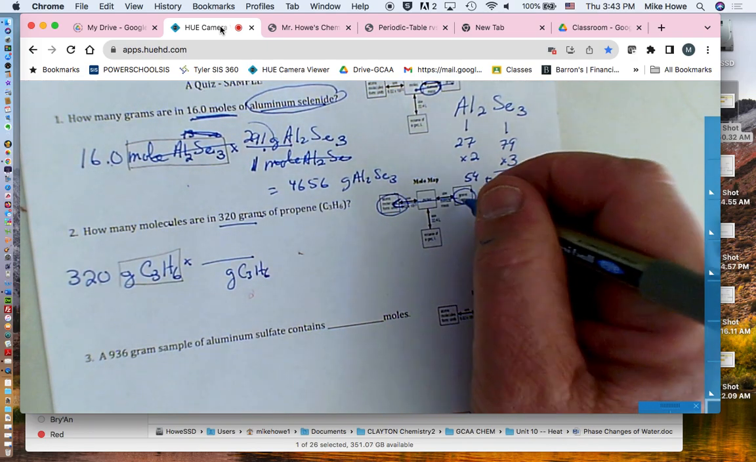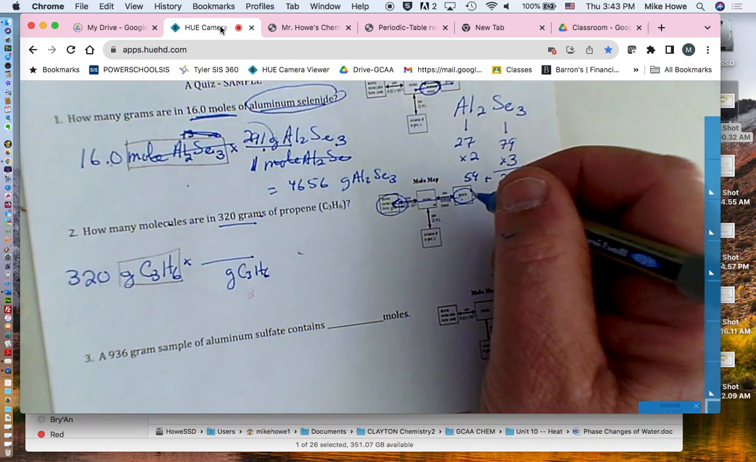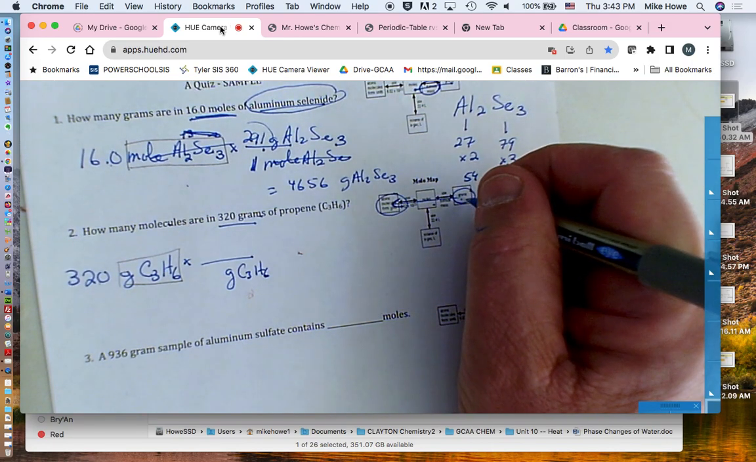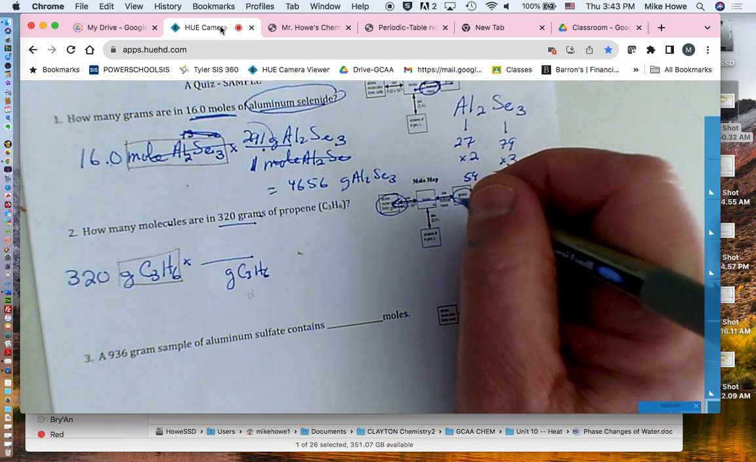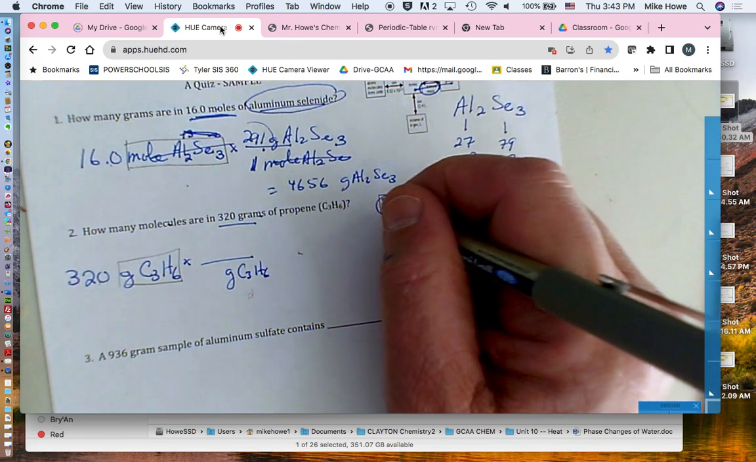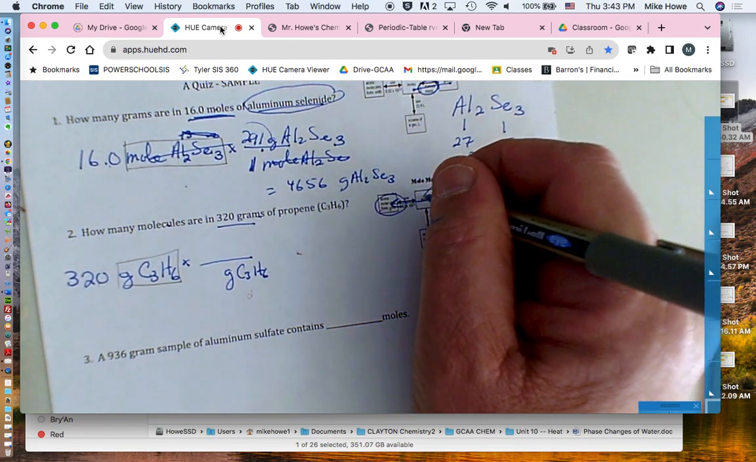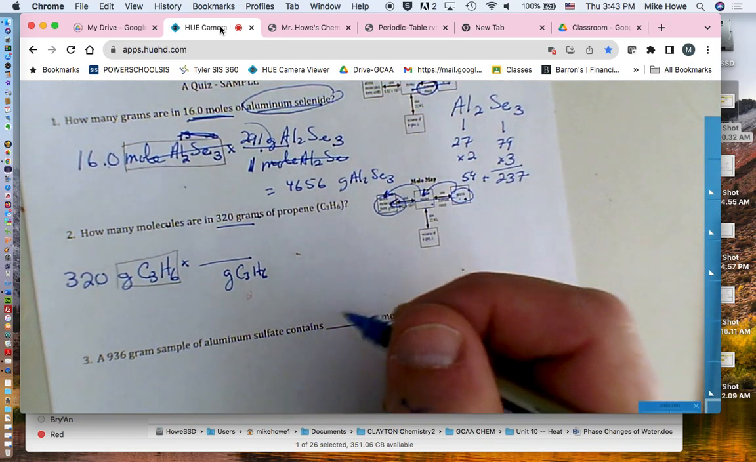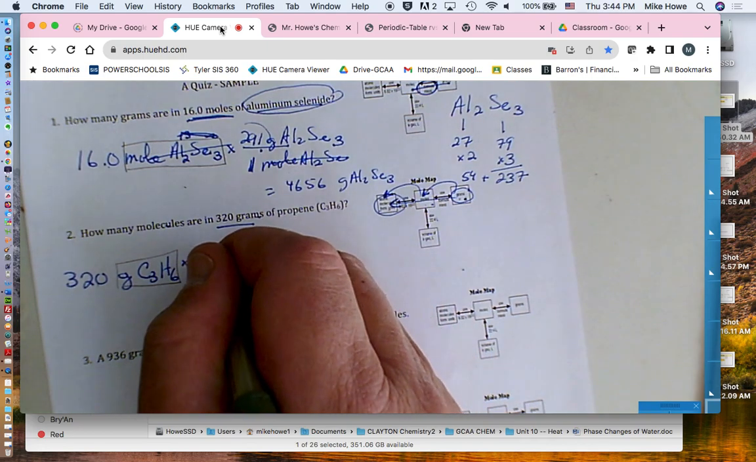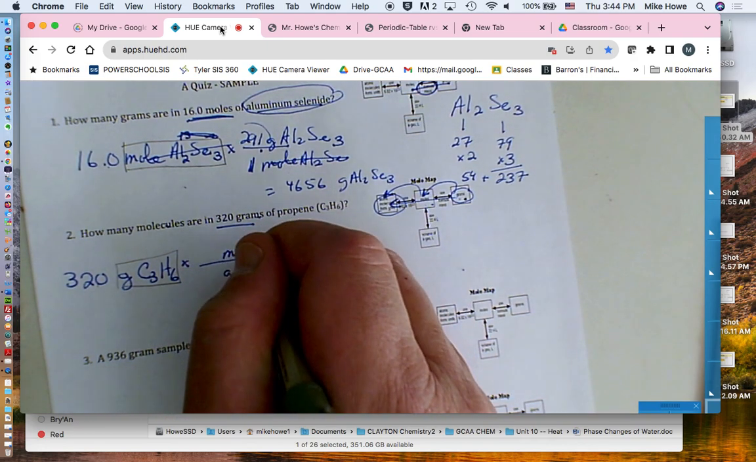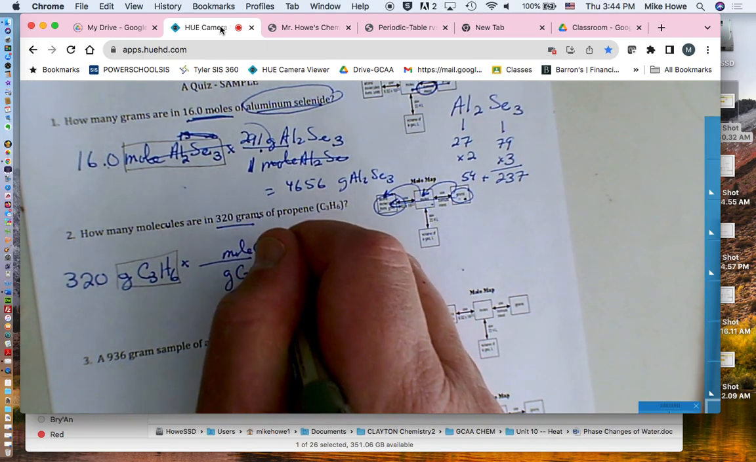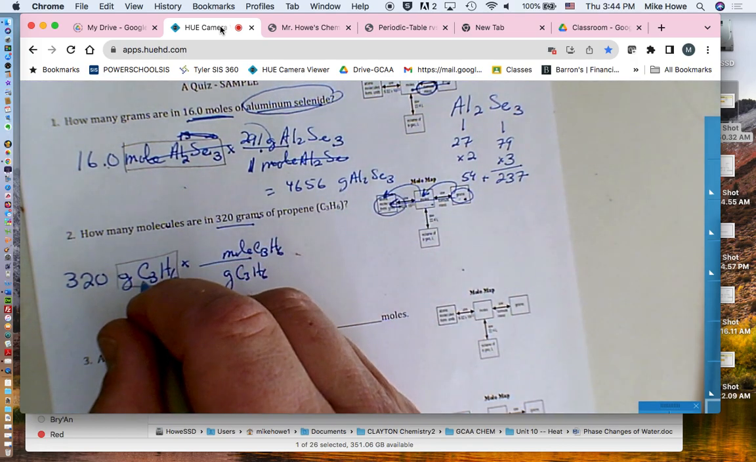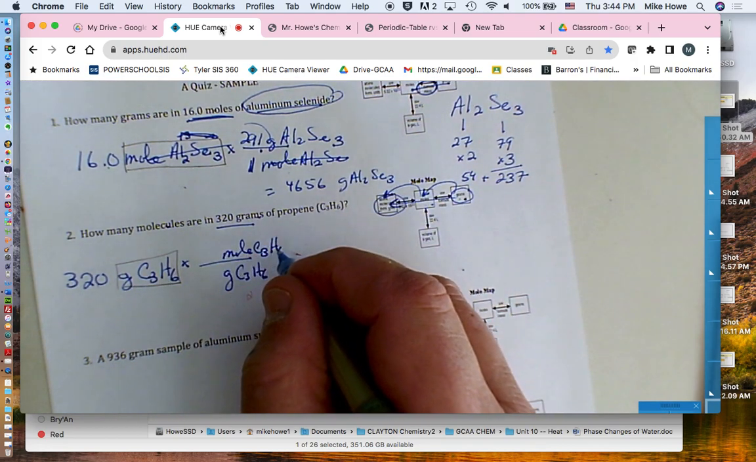So think of these little boxes like stepping stones in your backyard. We have grams here in one stone, we have moles here in another stone, we have molecules over here. So we're going to go from grams to here and then step to this one. So grams to moles will be our first step. So we'll put moles of C3H6 on top. Now once again, we're changing grams of C3H6 to moles of C3H6.